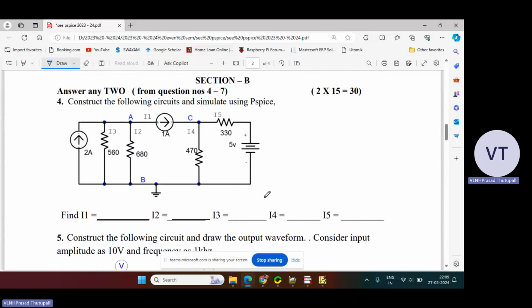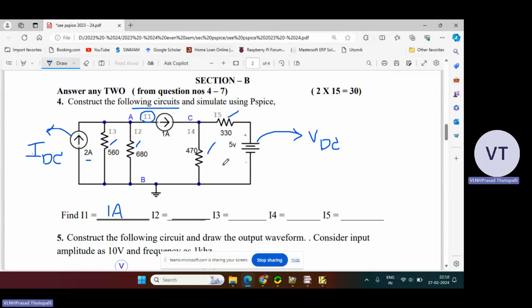In this circuit, this is VDC, this is R, and this is another R, and this is IDC. This component name is IDC, a constant current source. Through this particular branch, the current flowing is 2 amperes. Through this, the current flowing is 1 ampere. You can see the current flowing from A to C is given the name I1. Straight away you have to write 1 ampere here. You don't need to simulate the circuit diagram for this.